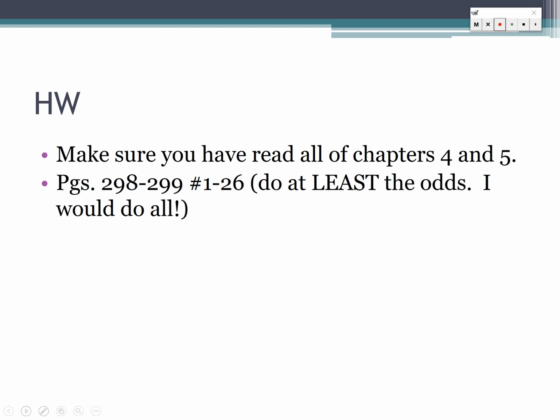Make sure that you have read all of chapters 4 and 5 up to this point. Make sure you've outlined 5.4. For your assignment, I would recommend at least doing the odds. When you can use a table, like with the Poisson distribution, or use a calculator with the Poisson distribution, try it out. You may use any tables on the test, and you're also more than welcome to use your calculator on the test as well.